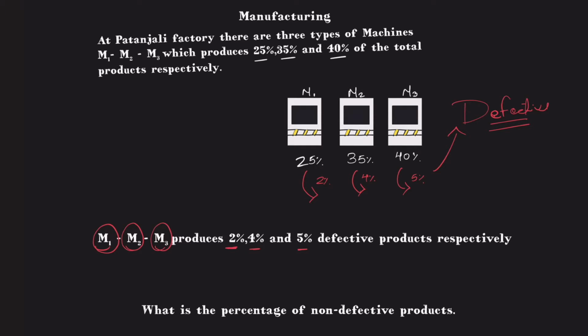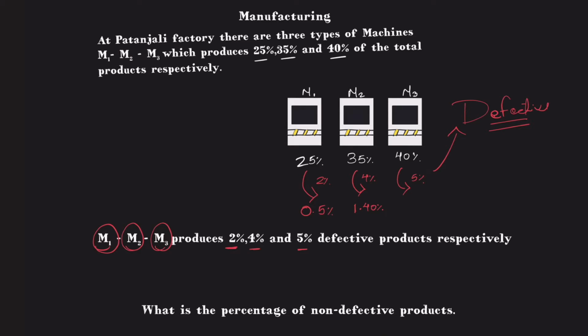Now what is 1% of 25? 0.25, correct? 0.25 is 1%. So what is 2%? 0.5. So 0.5%, or you can say 0.5 product, by taking 100 as an example, would be defective.